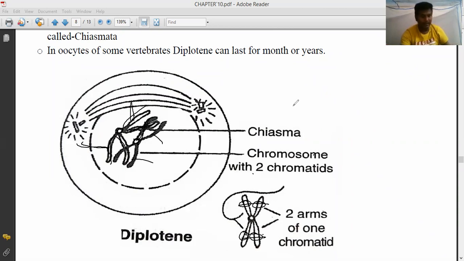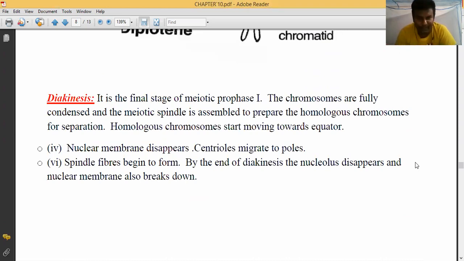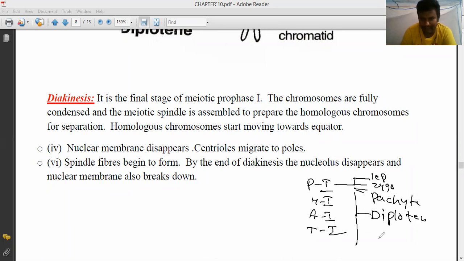Next topic: diakinesis. It is the final stage of meiotic prophase 1. So prophase 1, metaphase 1, anaphase 1, telophase 1. Prophase 1 is again divided into 5 substages: leptotene, zygotene, third one is pachytene, diplotene, and the last and final one is diakinesis. It is the final stage of meiotic prophase 1.